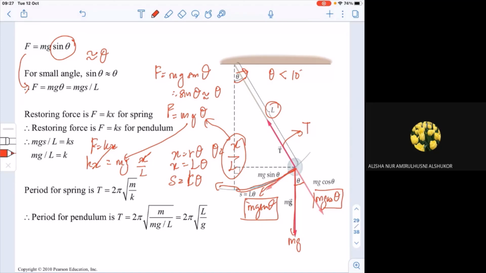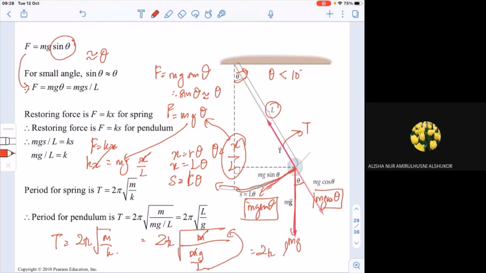So using the period, before this we have learned T equals 2 pi square root of m over k. So what is k? Right now k equals mg over l, so T equals 2 pi square root of m over mg over l. You can cancel these, and l you bring upwards, it becomes T equals 2 pi square root of l over g.